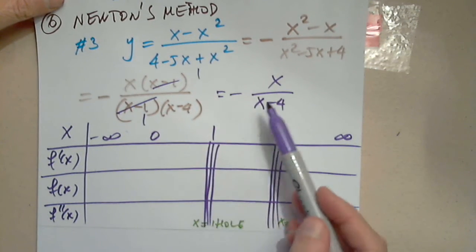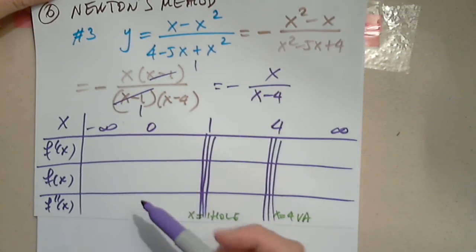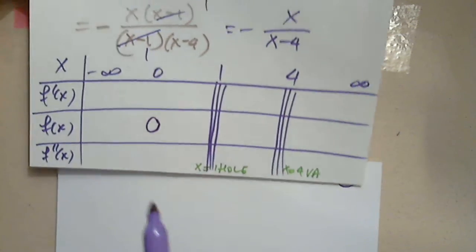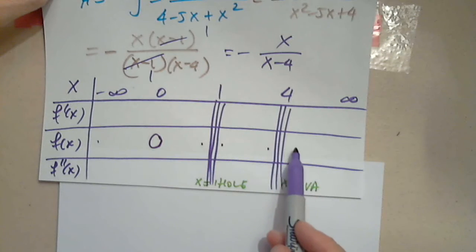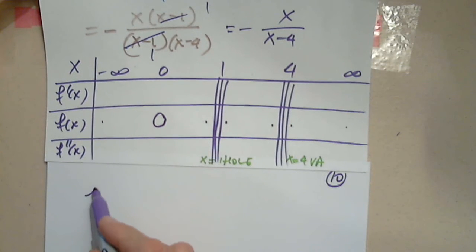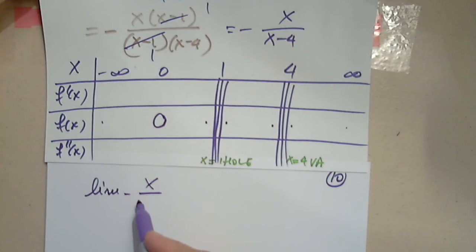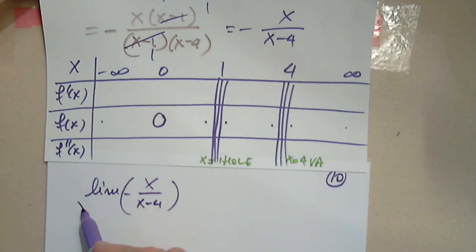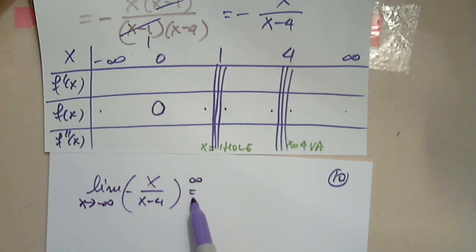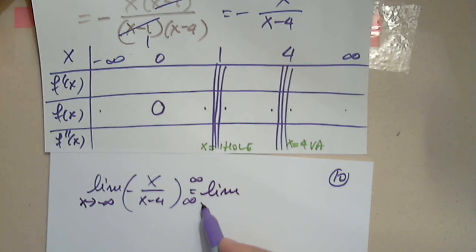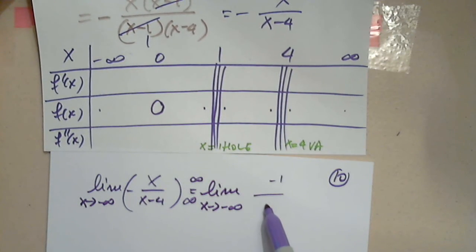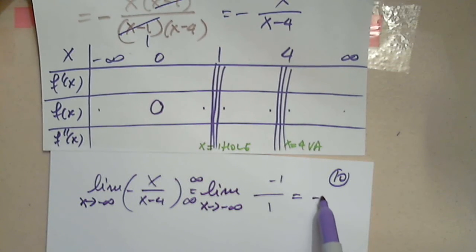Okay, so first I'm going to plug in 0. 0 over negative 4 is definitely 0. I need to find what happens here, here, here, here, here, and here. So I'm going to start with the end behavior and find the limit of negative x over x minus 4 as x approaches negative infinity. I'll say, okay, it's infinity over infinity. I know how to address this now. The numerator prime is negative 1 with this negative, and the denominator is 1. So then the answer is negative 1.